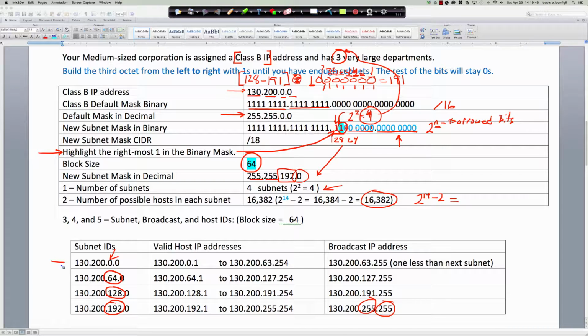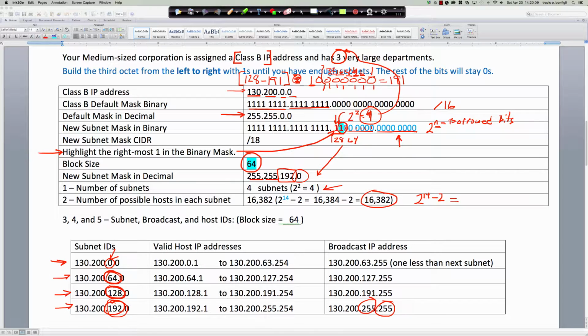So there are the four subnets we knew we were going to have because we had sorted that out early on. And again, we start at 0, add the block size, add the block size, add the block size. And so if I were to ask you what would be the third usable IP in the third subnet for 130.200.128.0, you would easily be able to figure that out.